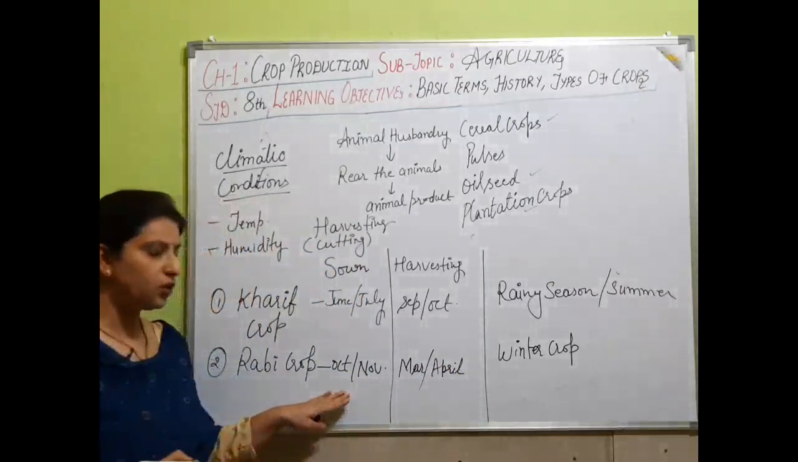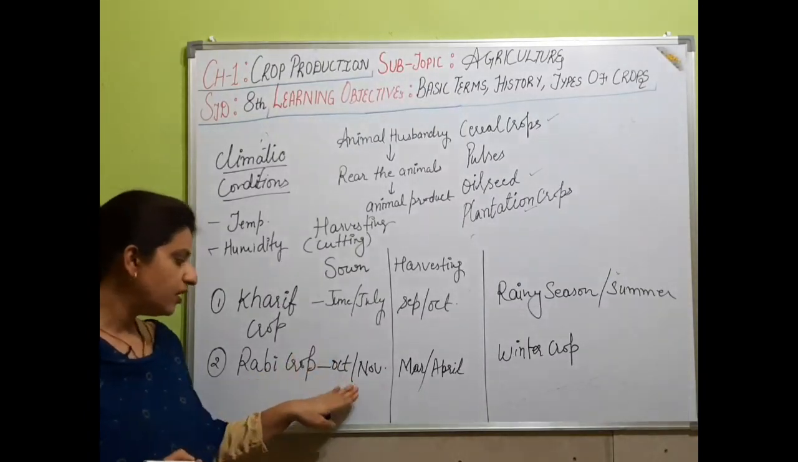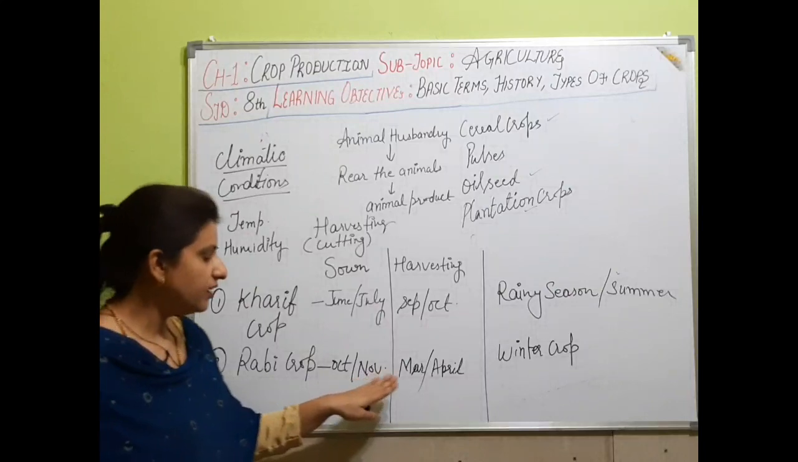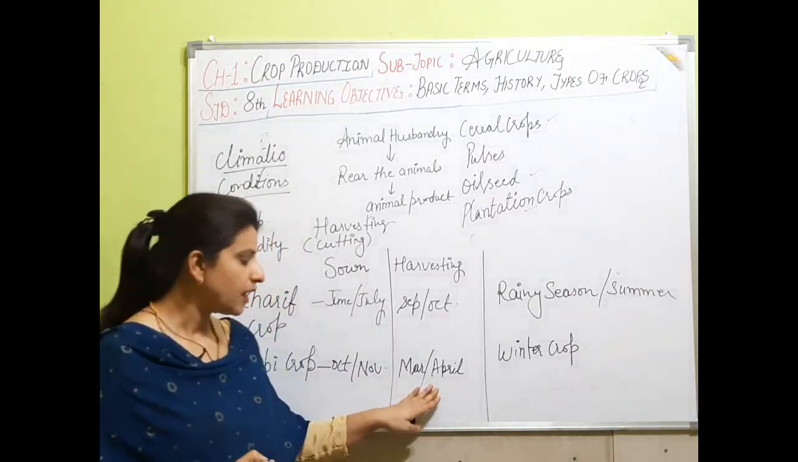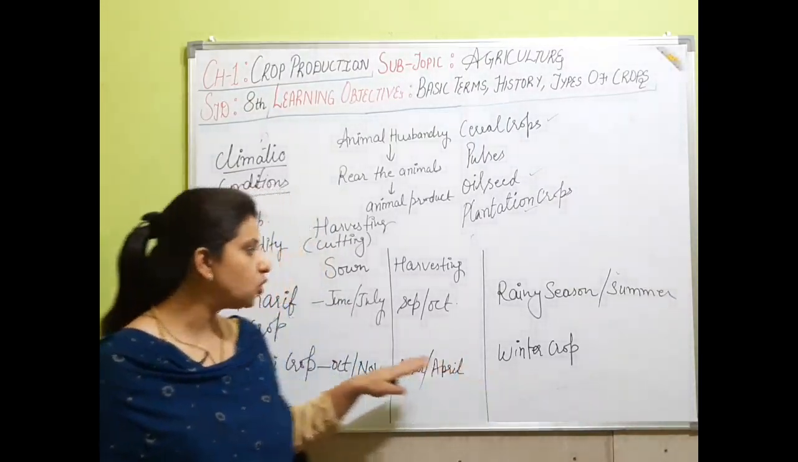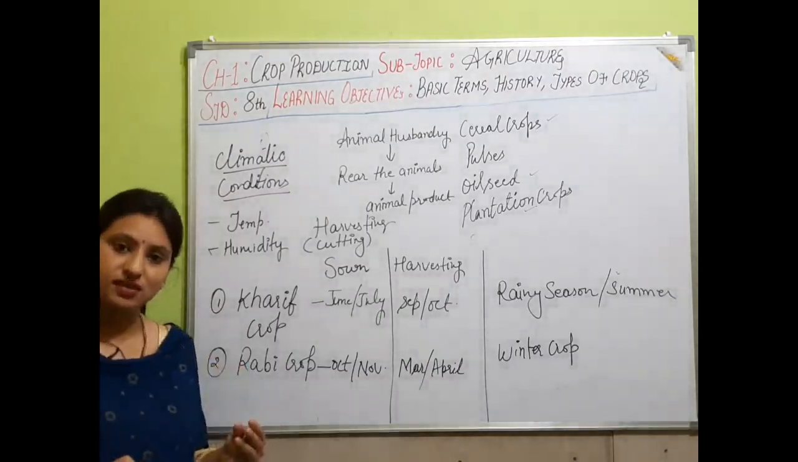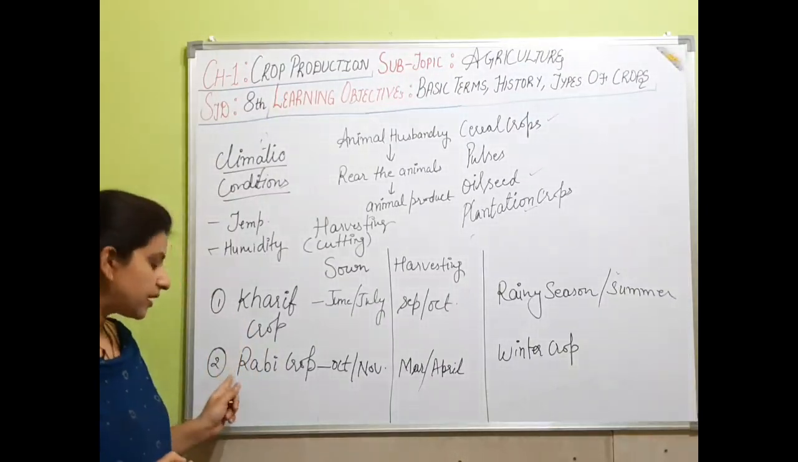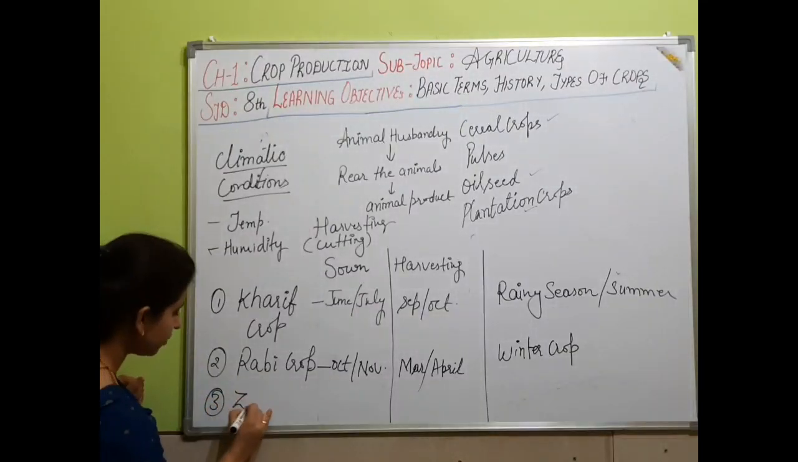So here you can see that the sowing of the Rabi crop is in October and November, and the harvesting time is March and April. These are called the winter crops. So these are the two main types of crops according to the seasons, practiced in India. Now the third one is the Zaid crop.